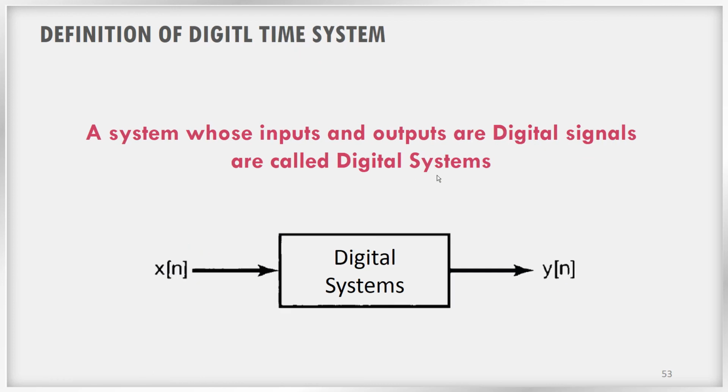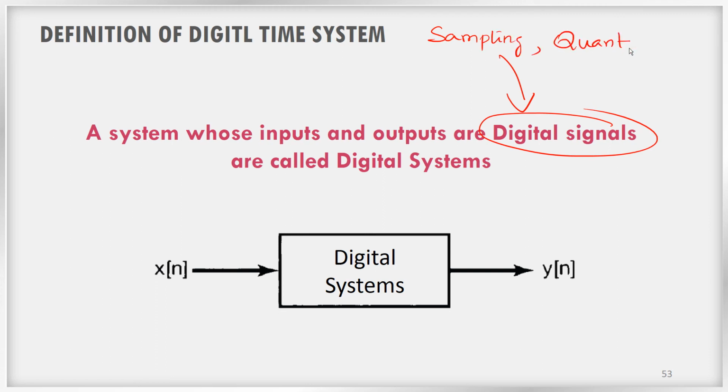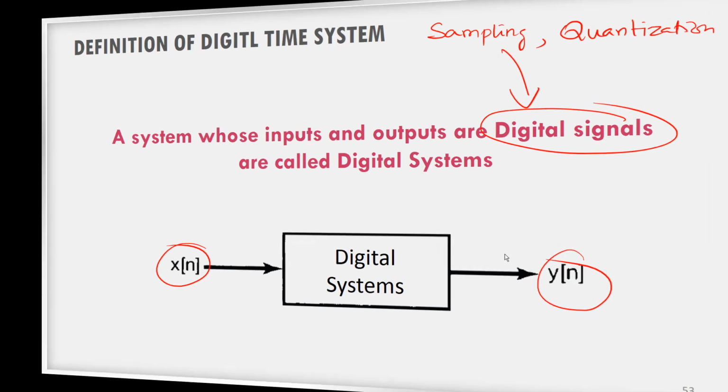Now coming to the digital, a system whose inputs and outputs are digital signals. What is the difference between digital signals and discrete time signals? We have already discussed, that is both sampling and quantization. Both sampling and quantization are performed on a continuous time signal to obtain the digital signal. So any system which performs operations on these digital signals is called a digital system. I hope it is clear.